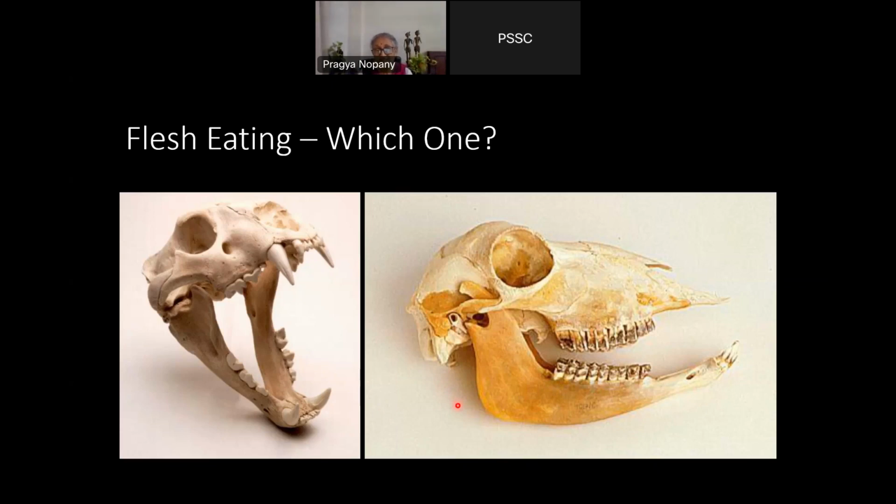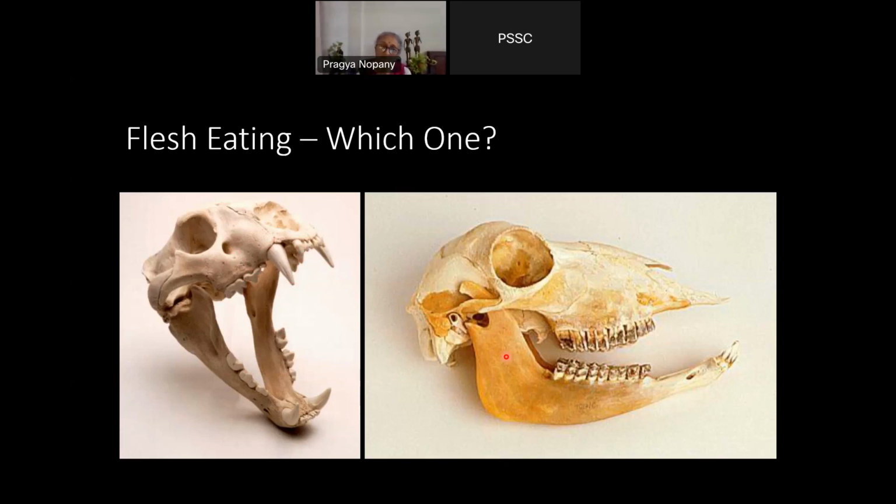The children might say that these two teeth here in the front are the teeth which are made for tearing into something, and these are the kind of teeth which are for chewing. So this animal doesn't need to tear into something, but this animal must be tearing into something. So this must be the flesh-eating animal, and this must be the non flesh-eating animal. So first you are asking the children to decide which one is flesh-eating and which one is not.